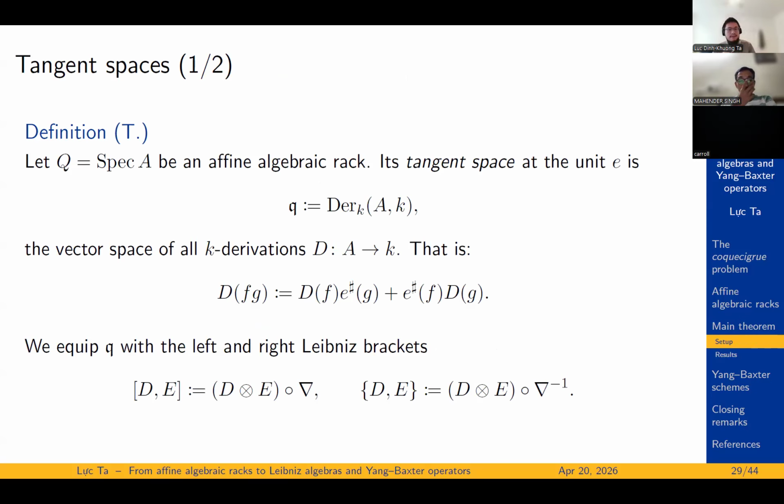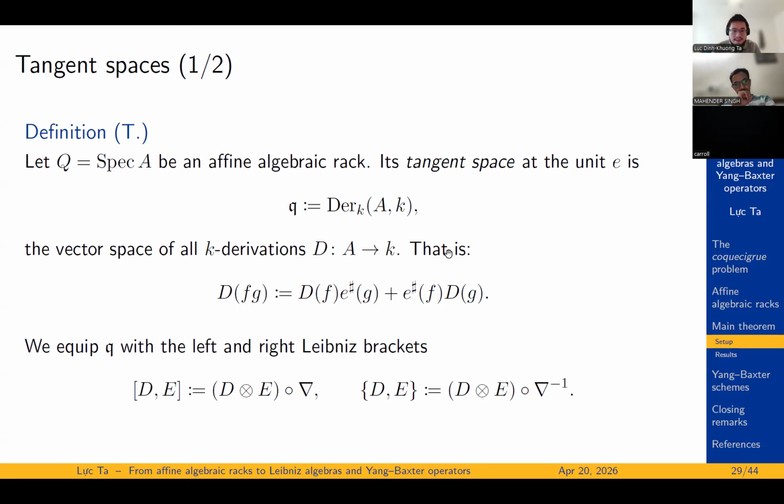Okay, so since we're trying to look at the tangent space of an affine algebraic rack at the identity, we're going to need to juggle between a few different notions of tangent space in algebraic geometry. The one that's in the theorem is the vector space of derivations from the coordinate ring of your scheme to the ground field. Derivations meaning that they satisfy the Leibniz rule with respect to E sharp, E sharp being the homomorphism of k-algebras that's induced by your unit.